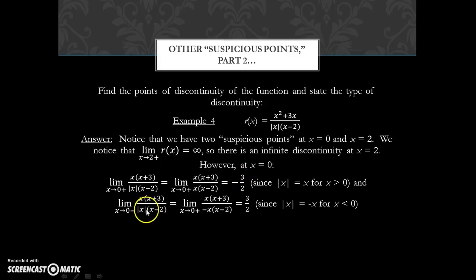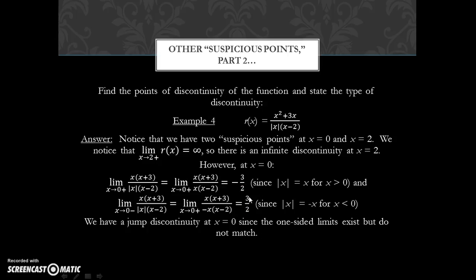On the left side of 0, however, the absolute value of x is equal to negative x. So when we replace our absolute value with negative x, we get a limit of positive 3/2. Therefore, we have a jump discontinuity at x = 0, since the one-sided limits both exist, but they do not match.